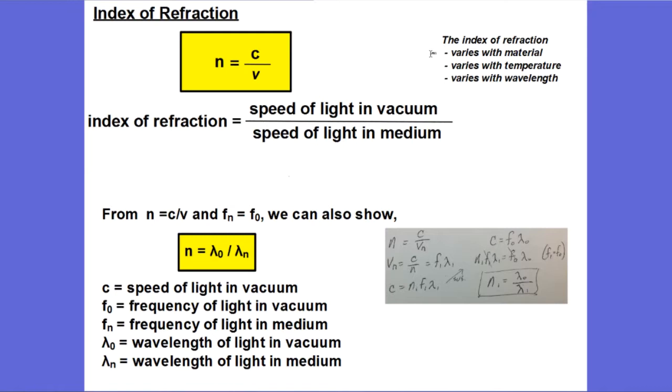And not only is n the ratio of the speed of light in vacuum to the speed of light in the medium, but we can prove here, you can follow it along yourself, that n is also the ratio of the wavelengths: the wavelength in a vacuum divided by the wavelength in the new medium, which is represented by the subscript n here.